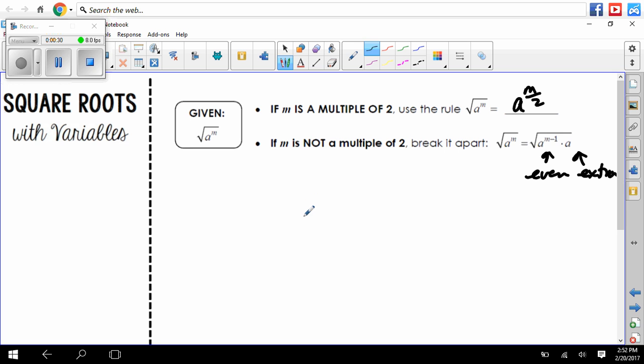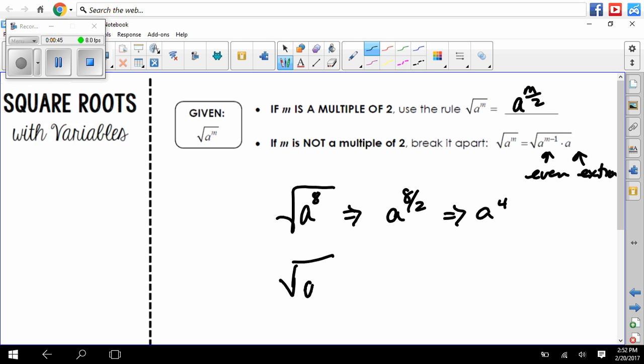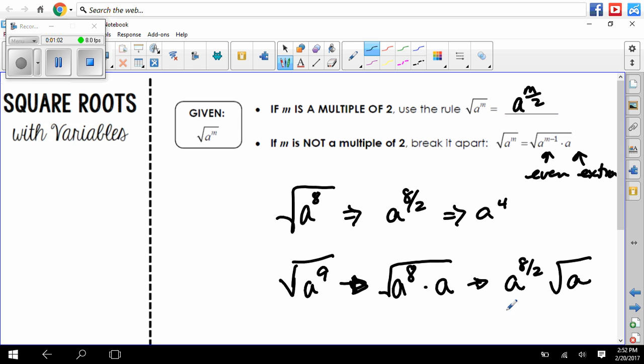So if I have the square root of a to the 8th, that's great. That's going to be a to the 8th divided by 2, just a to the 4th. However, if it's the square root of a to the 9th, I'm going to break that down and say that is a to the 8th times a. I'm going to make that a to the 8th over 2 radical a. Leave the extra one inside, which is going to give me a to the 4th radical a.